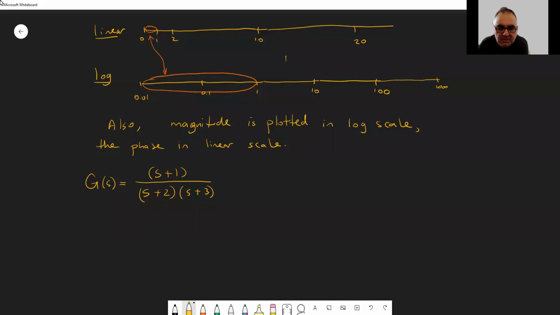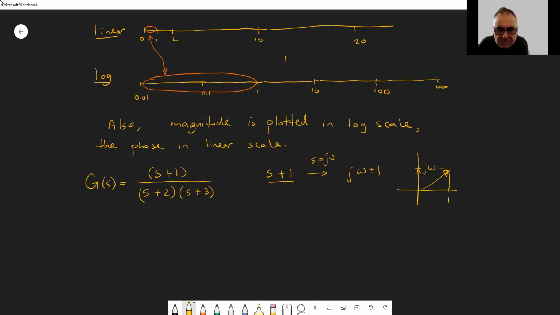So you can write this as, for example, s plus 1. S plus 1, if you replace it by s equals j omega, you will get j omega plus 1, okay? And j omega plus 1 is, this much is j omega. This is 1. So it is a complex number like this, okay?